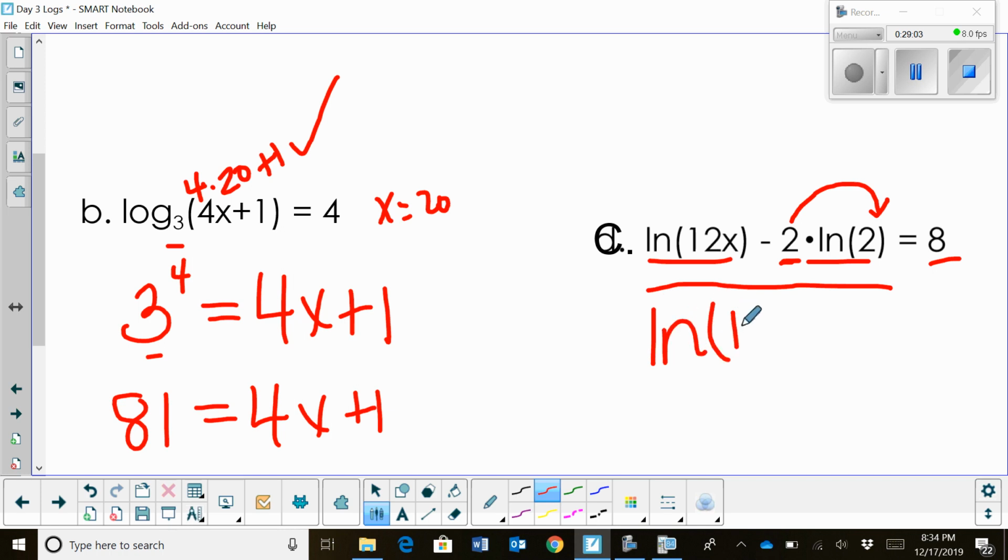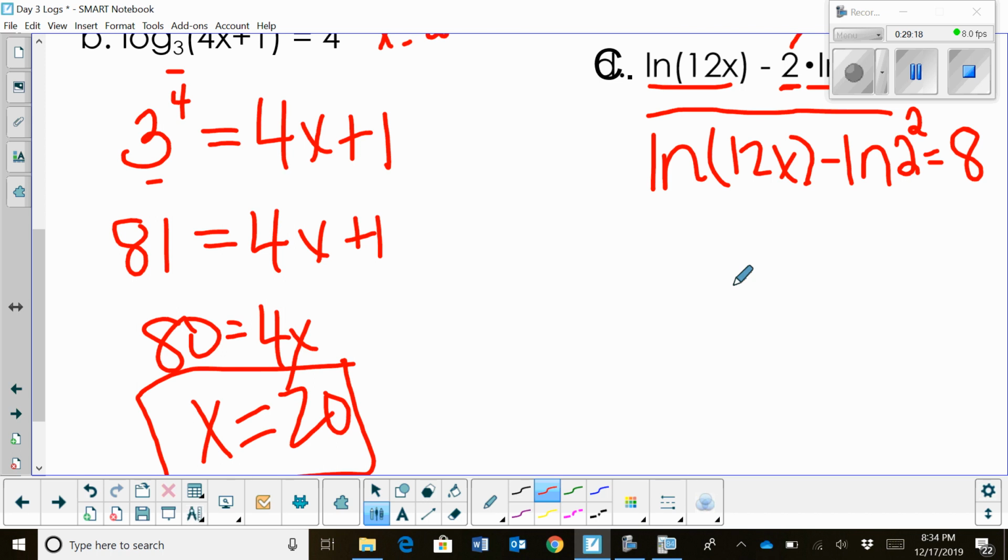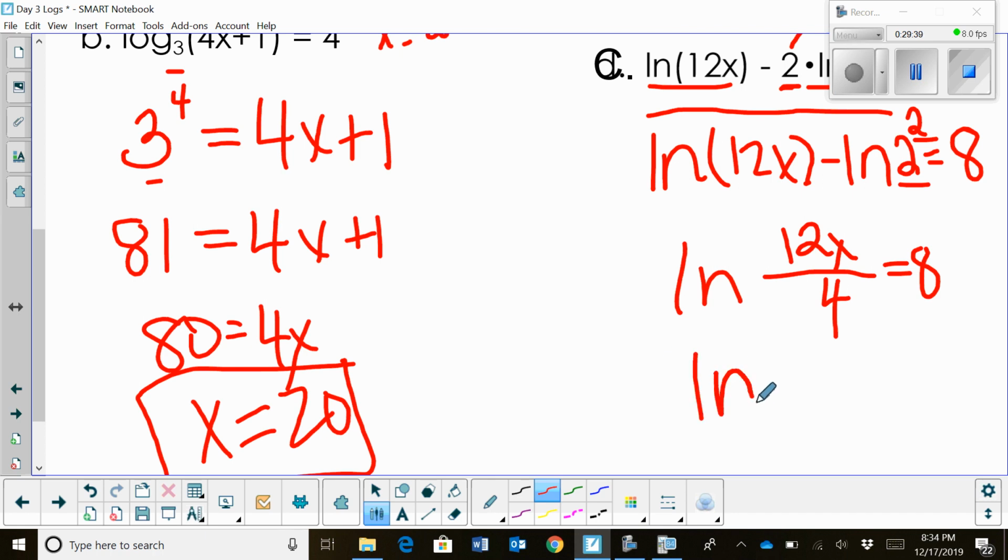So I'm going to have natural log of 12x. I'm just going to bring that down. Then I'm going to have minus the natural log of 2, and with the power rule, I'm going to put the 2 there, is equal to 8. So first step. Now I want to condense to 1 log. So this is going to be natural log. I have subtraction, so I'm going to have a quotient. I'm going to have the 12x on top because it's positive, and I'm going to have the 2 squared, which is really just 4, on the bottom, is equal to 8. Well, that actually simplifies. This simplifies to natural log, and 12 divided by 4 is 3, so that's just going to be 3x is equal to 8.